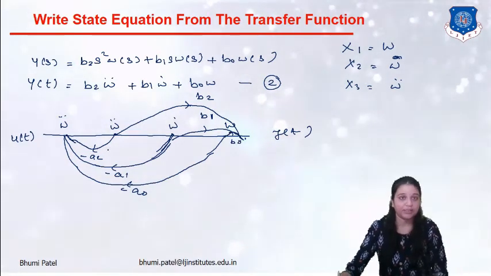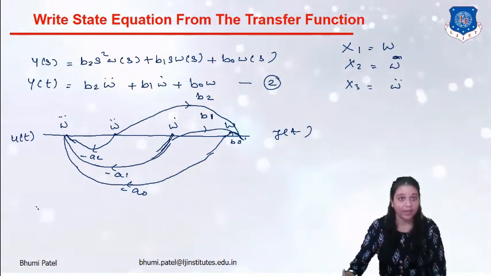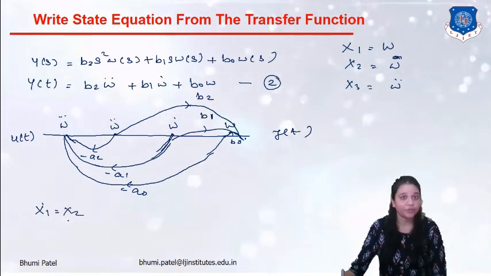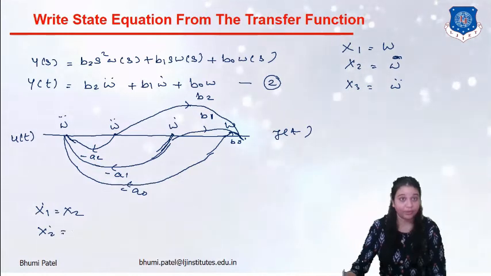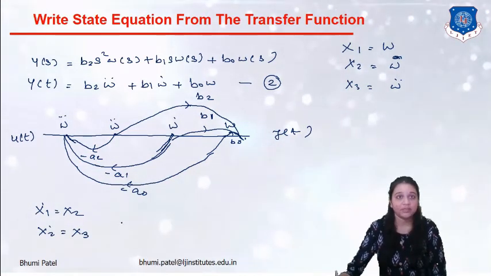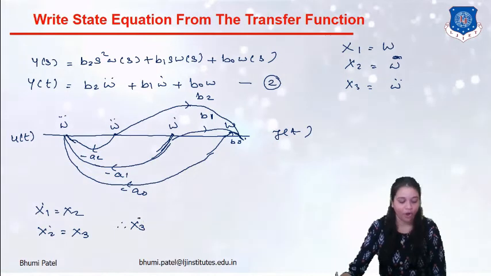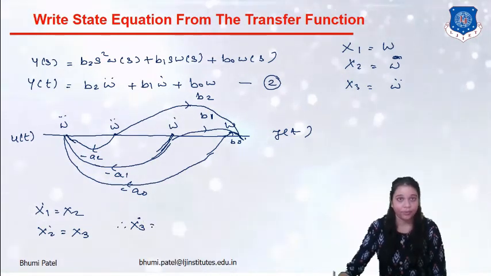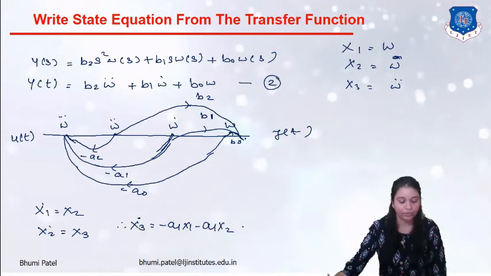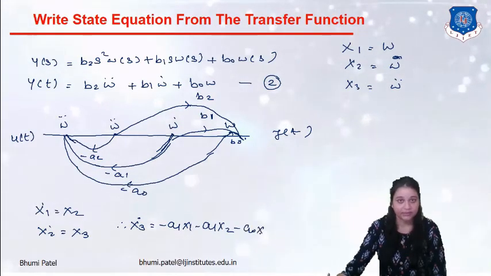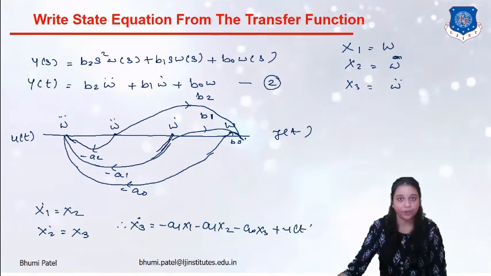So this is my signal flow graph where x1 dot is equal to x2 and x2 dot is equal to x3. So the equation will become x3 dot is equal to minus a1 x1 minus a1 x2 minus a0 x3 plus u of t.